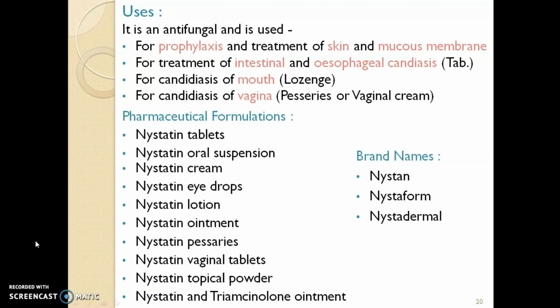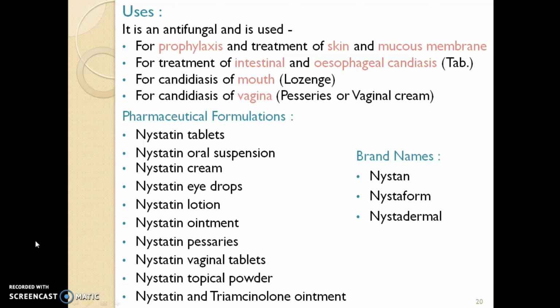Next point is pharmaceutical formulation. Nystatin is marketed in different formulations like tablet, oral suspension, cream, eye drop, lotion, ointment, pessaries, vaginal tablet, topical powder, and lastly Nystatin and triamcinolone are combinationally available as an ointment. These formulations are available under the brand names of Nyastan, Nyastaform and Nyastadermal.